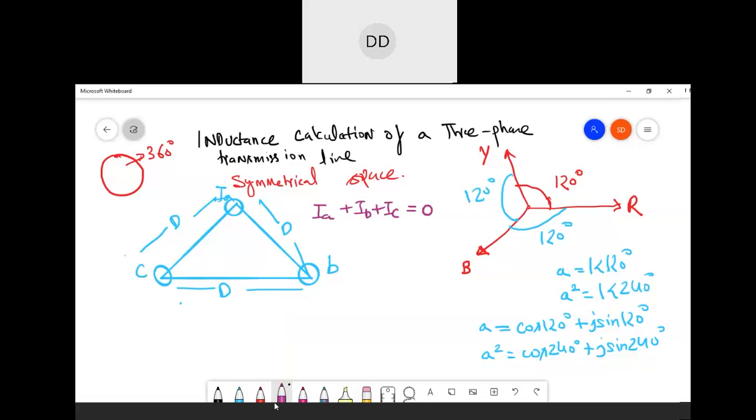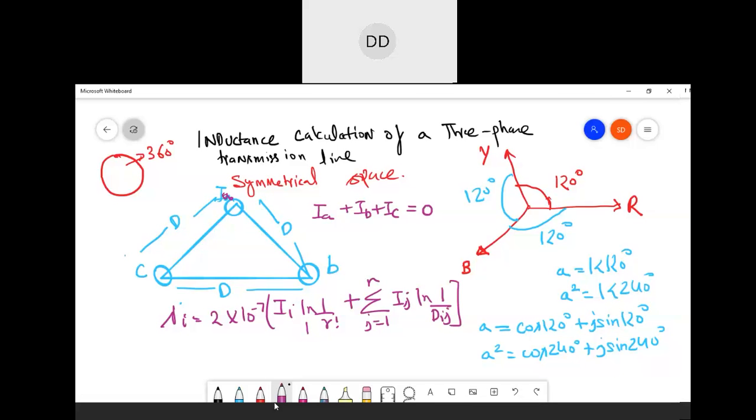So now from the equation that I have shown you earlier, that is lambda i is equal to, I'll repeat it, 2 into 10 power minus 7, Ii ln of 1 by r dash plus summation of j equal to 1 to n, j not equal to i, of Ij ln of 1 by Dij. Nice. So when it comes to the current, this is phase Ia, and with respect to this only the radius will come.